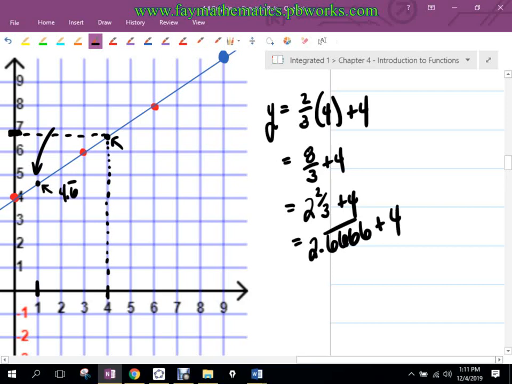And then plus my 4, right? Is that 6.6 repeating? Is that exactly what we kind of expected to see as that word pair right there? 4, comma, 6.6 repeating? Does that make sense, everybody? Okay.